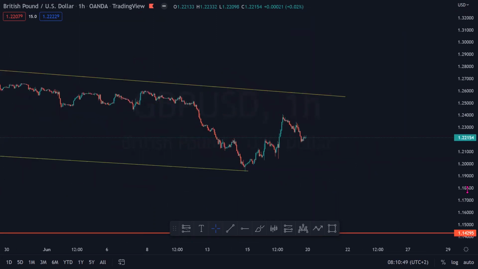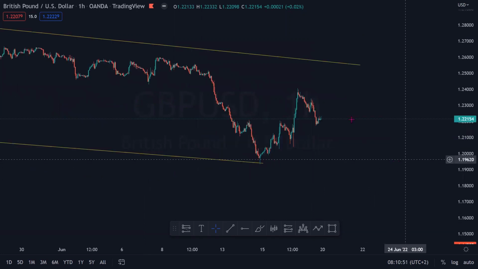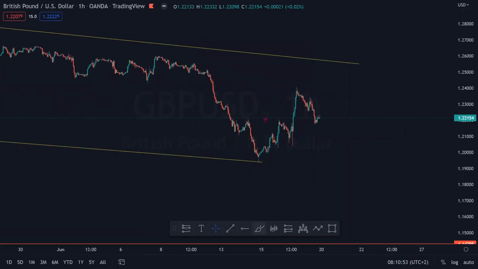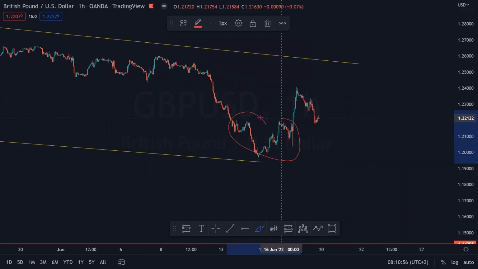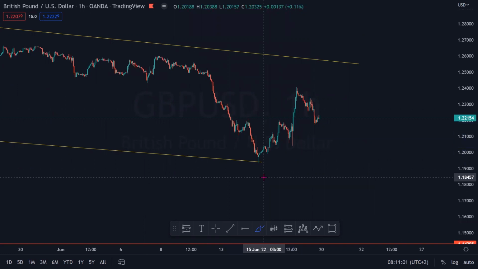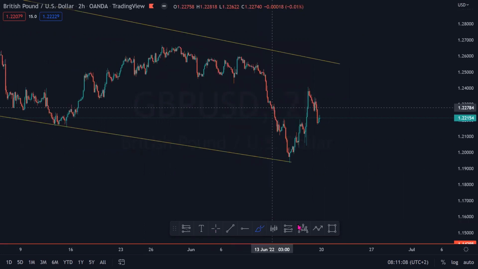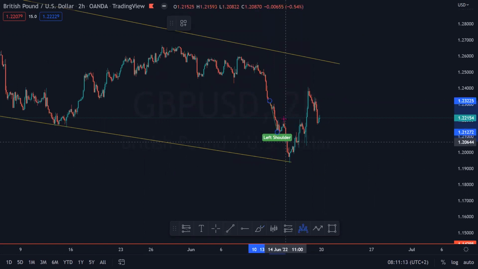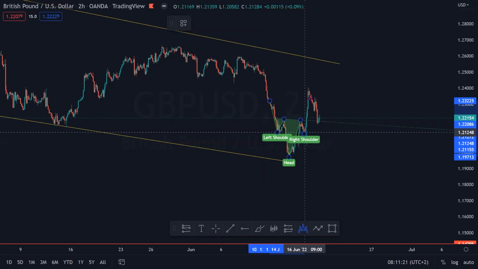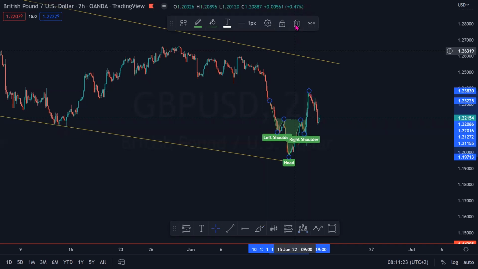When you look at this trade and the structure, we were having an inverse head and shoulder pattern. In order for you to see it, you just have to go to 2 hours and see it more clearly. This was our first shoulder, and this is our head. This is the second shoulder. Then the market decided to push to the upside.